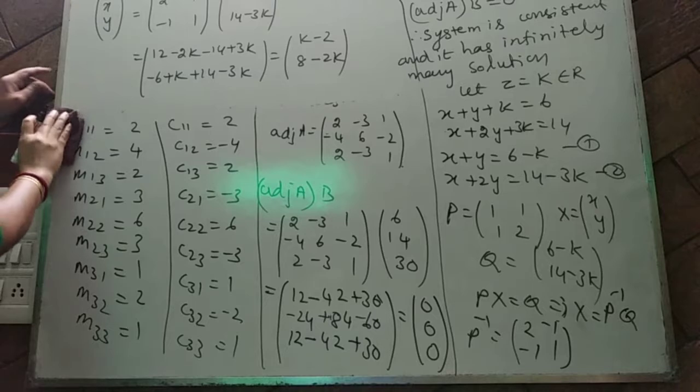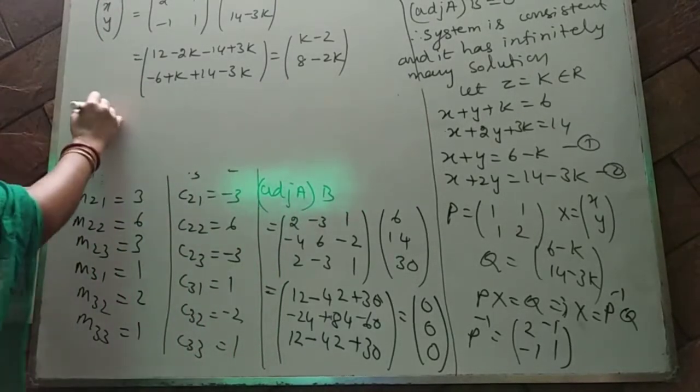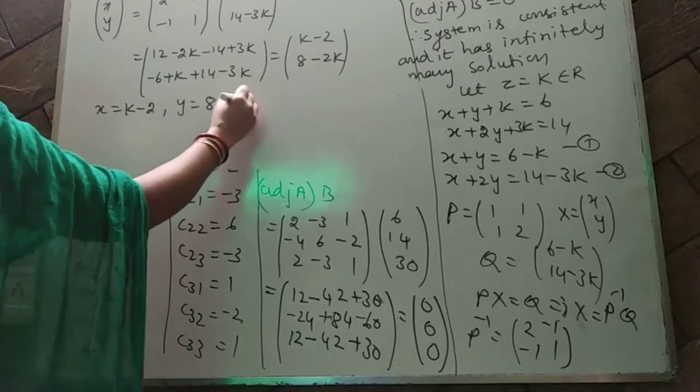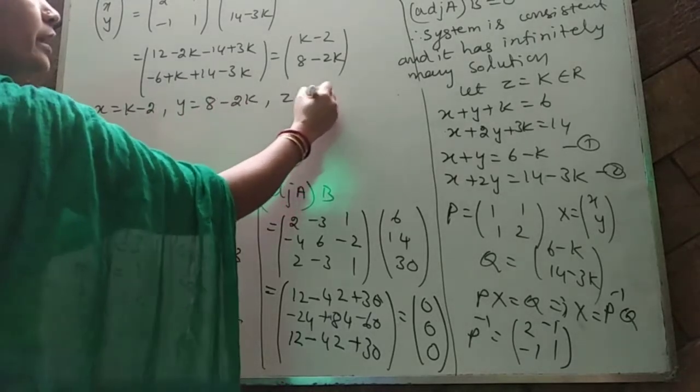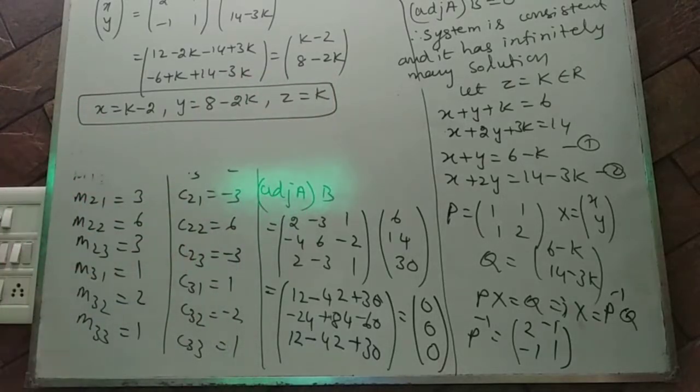So therefore we are getting infinitely many solutions. What we are getting here: x is equal to k minus 2, y equal to 8 minus 2k, and z equal to k. Like this we will find infinitely many solutions, where k belongs to the real numbers. That's why we say infinitely many solutions. Are you clear?